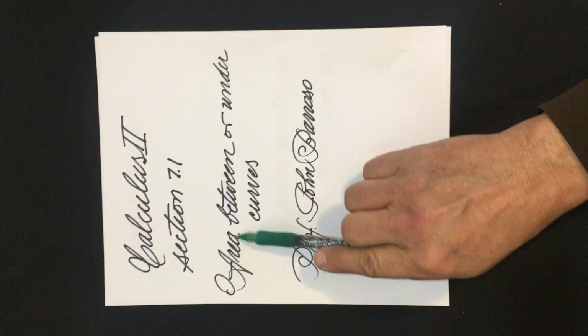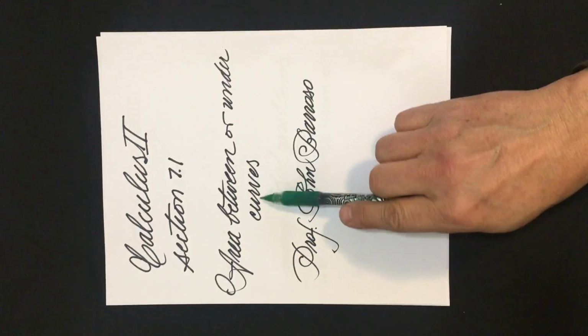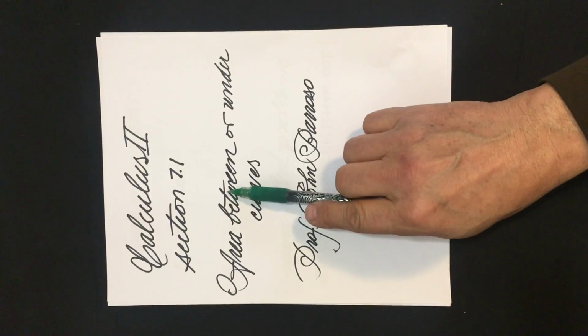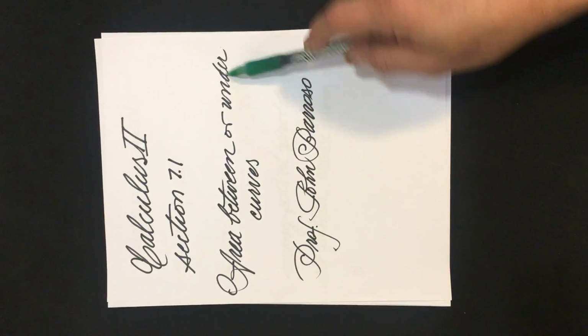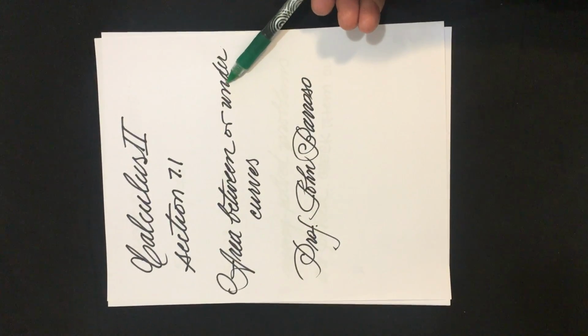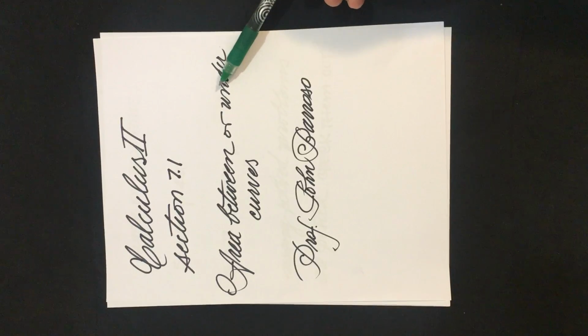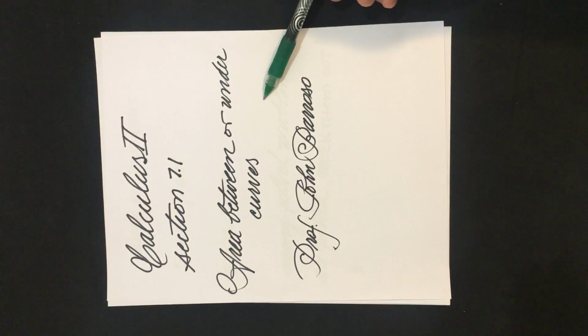This is Calculus 2, section 7.1, area between or under curves. Between means we have two curves.